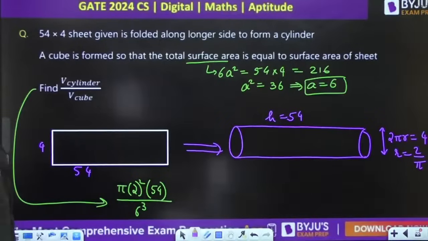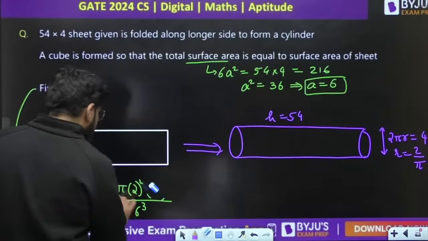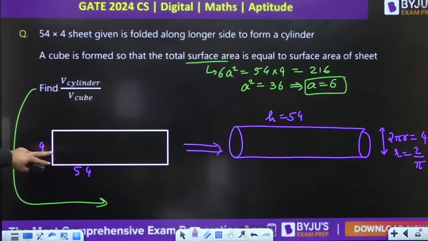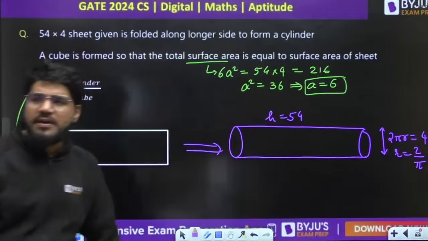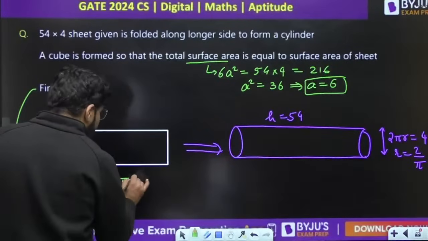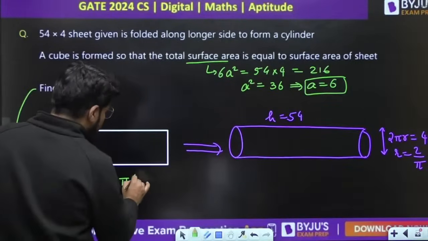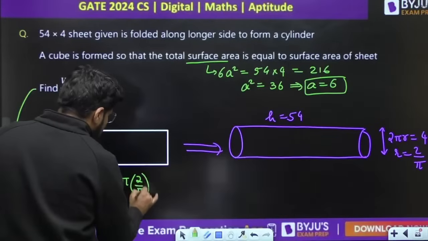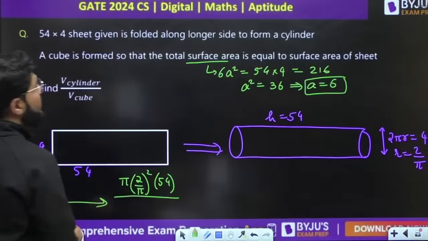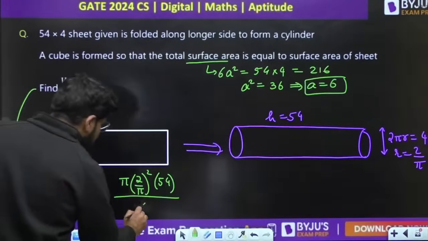Done? Okay, so now accordingly let me place the data. It was folded along the longer side, and that is correct. So this side 4 becomes the circumference 2 pi r. Perfect. Now what is the data that I am putting here? Pi r square h, where r is 2 by pi, whole square, into h which is 54, divided by 6 cube.